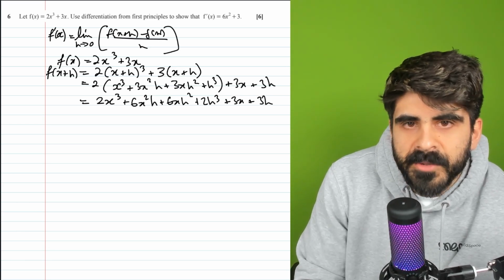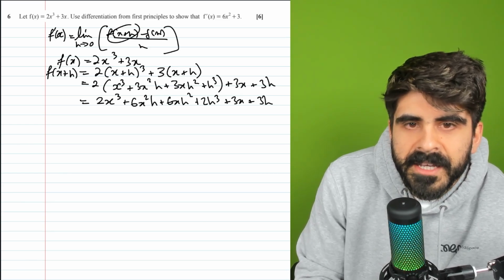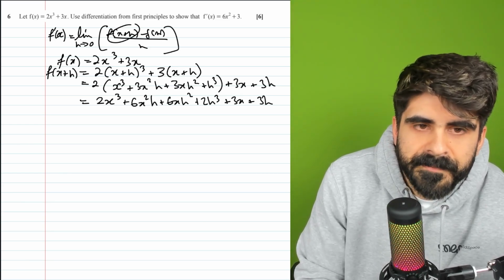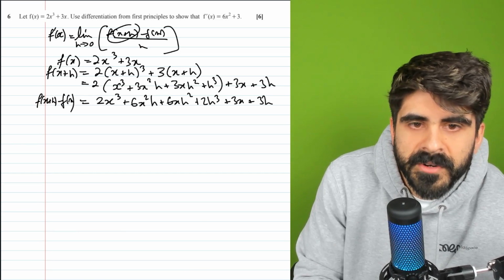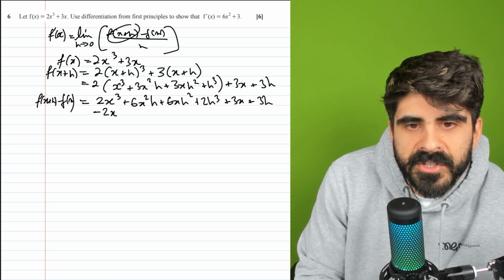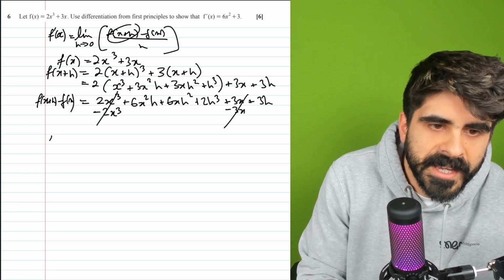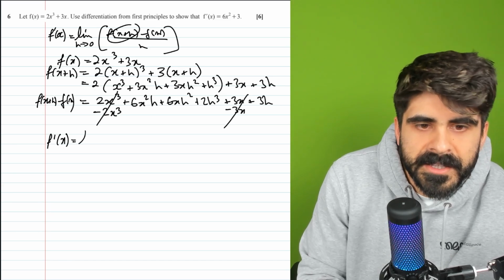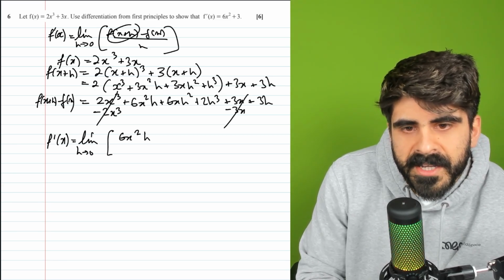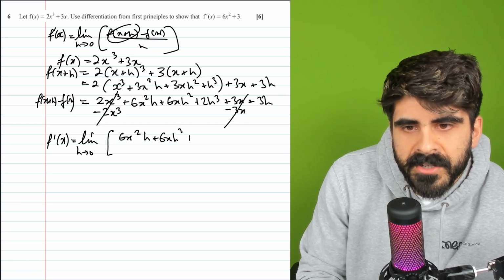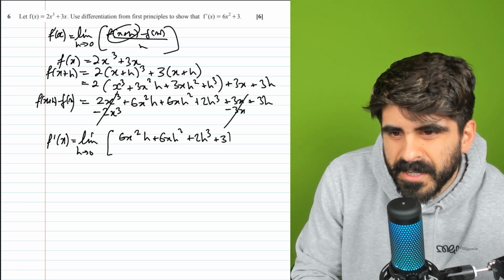And then that's this part, right? I'm going to minus f of x. So I'll write f of x plus h minus f of x so I don't have to write it again. So we're going to minus 2x cubed and minus 3x. They cancel. So we get f dash is the limit as h tends to 0 of 6x squared h, 6xh squared, 2h cubed, is that 3h? 3h, I think.